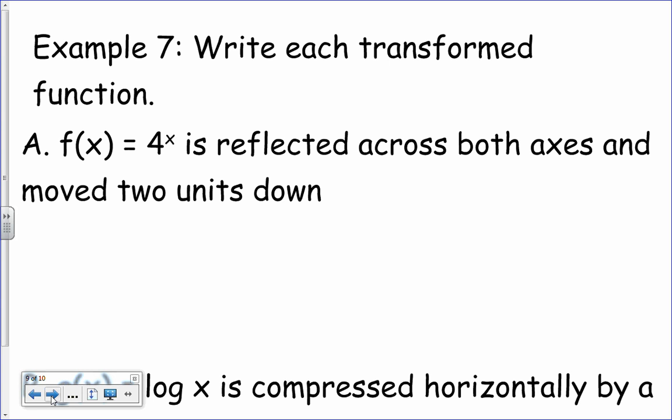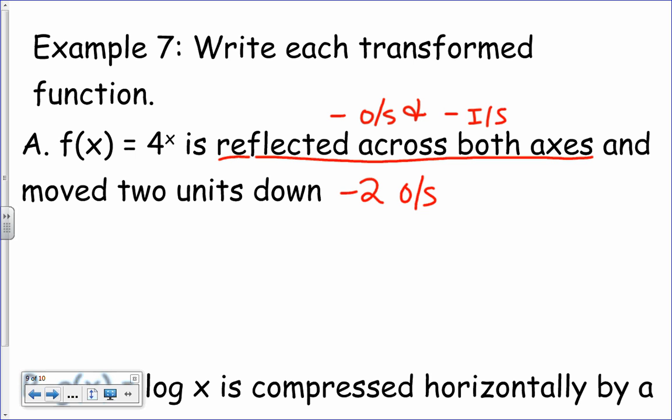And it wants us to take it and write a new function based on the transformations it gives us. So A says f of x equals 4 to the x is reflected across both axes. Right? So this reflected across both axes, you need a negative outside and a negative inside. All right, and it's moved down 2 units. So that means you would subtract 2 on the outside.